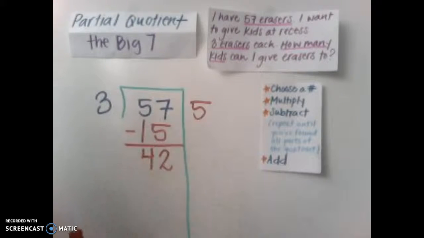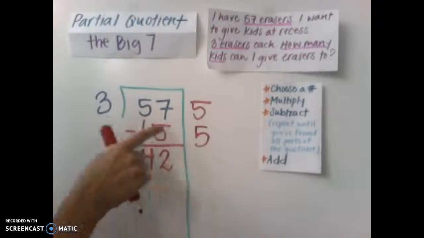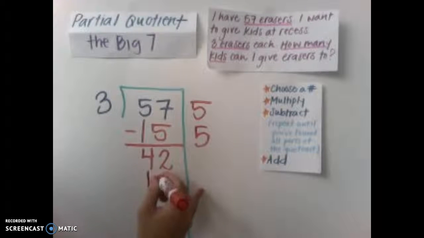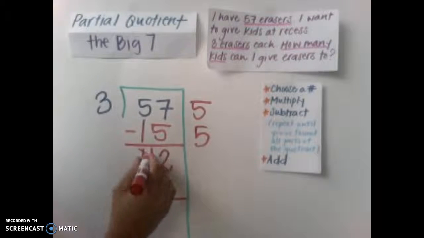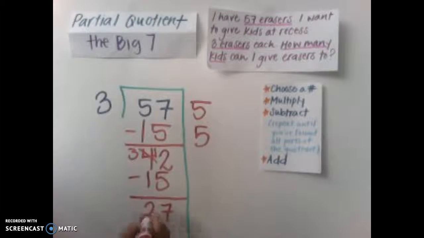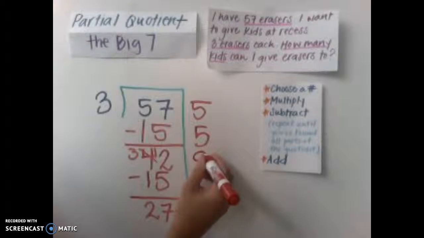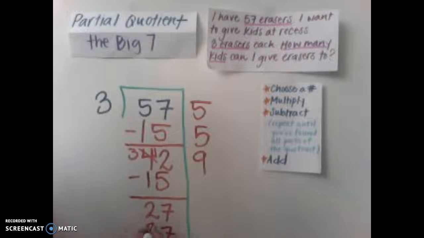So now I'm going to choose another number. I'm going to choose 5 kids again. I'm going to multiply. 5 times 3 is 15. And subtract. This time I need to do some regrouping. Oh, 27 erasers left. I'm giving them out in groups of 3. I know that I can give 9 kids erasers. 9 times 3 is 27. I'm subtracting. Now I have no erasers left.